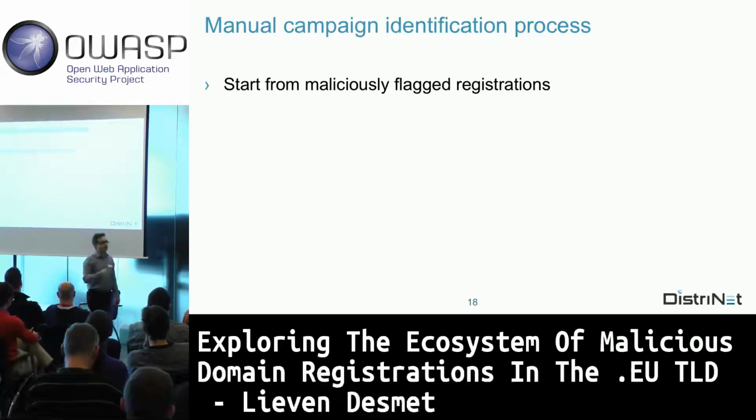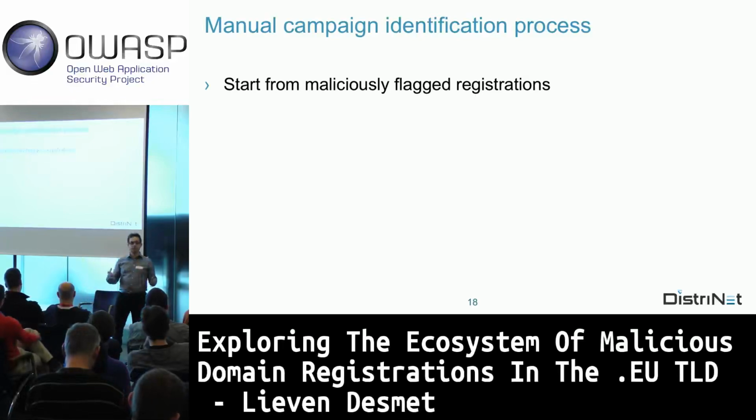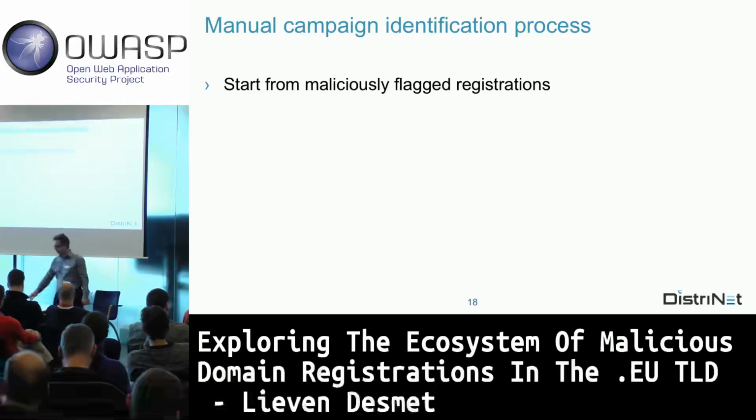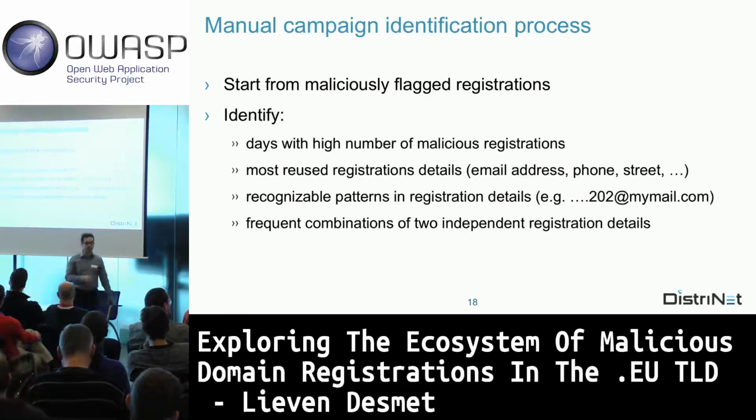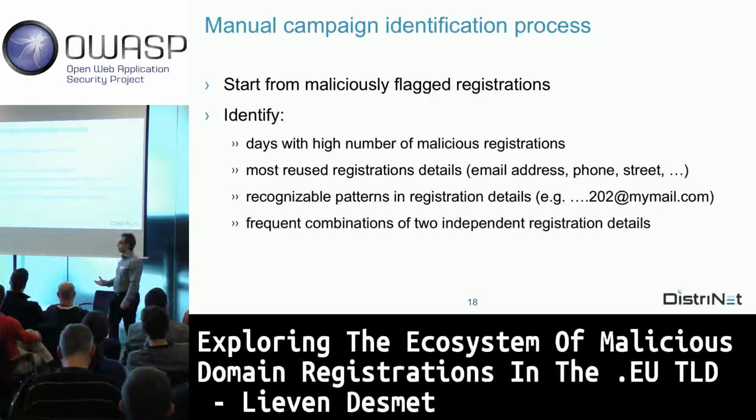In order to do that, this is a more iterative process. We typically start from all the malicious domains that we have in our data set. But there, of course, you have like 21,000 domain names. Where do you start looking to find certain selection criteria that can link similar registrations to each other? Well, we have different tactics that we have been using. For instance, you can look at days that are very intensive with malicious registrations.